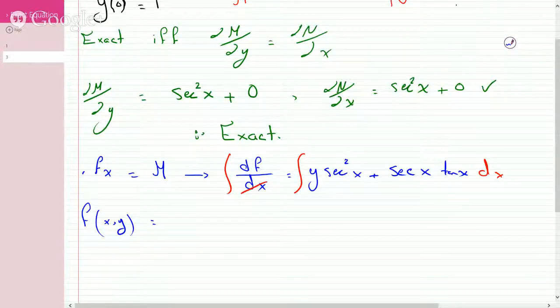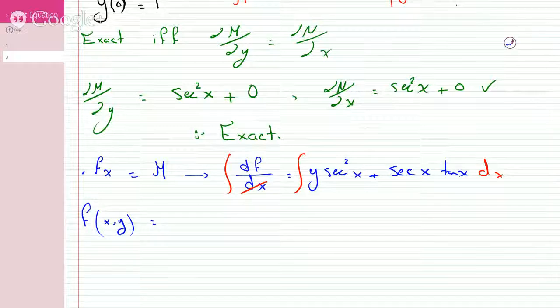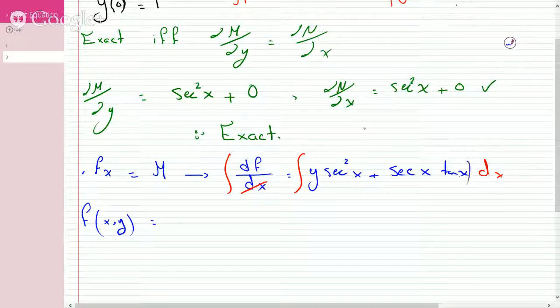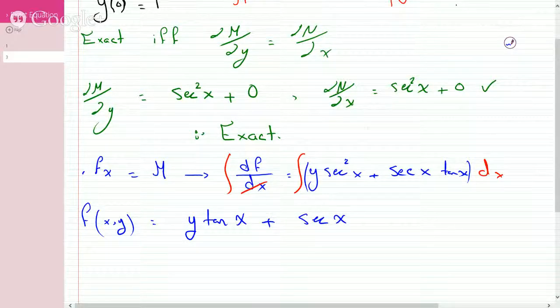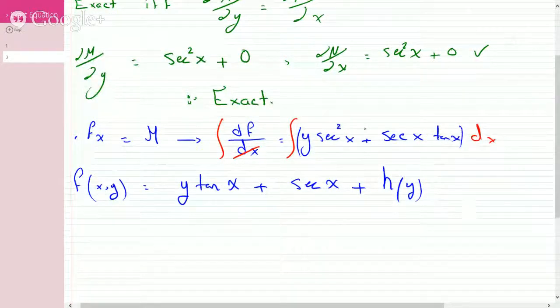Now we can separate the integral, and we're integrating with respect to x, so y is constant. So the integral of secant squared will be tan, so y tan x, and secant tan will obviously be secant x, plus a constant of integration, in this case some function h of y. And I also know that the partial with respect to y has to equal N.